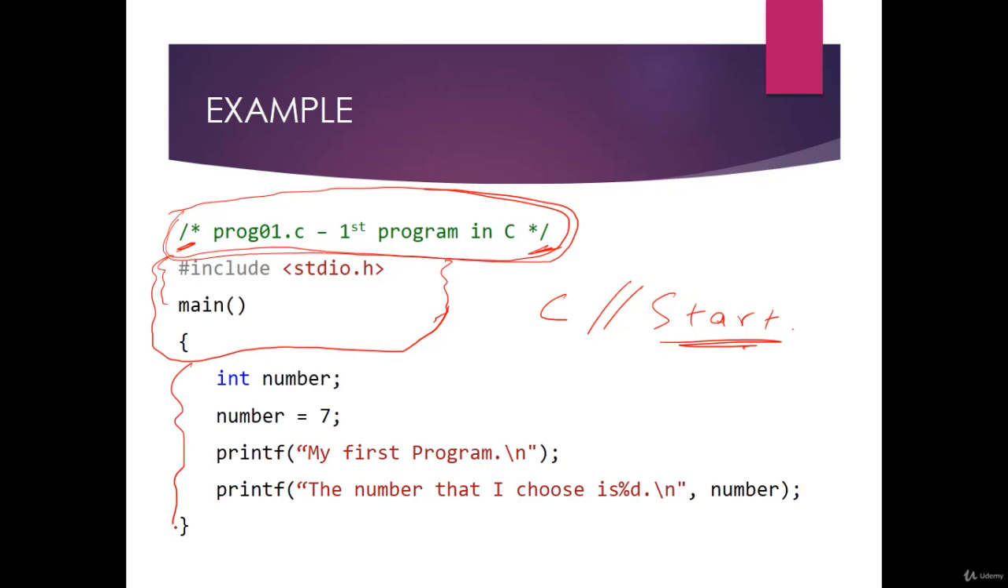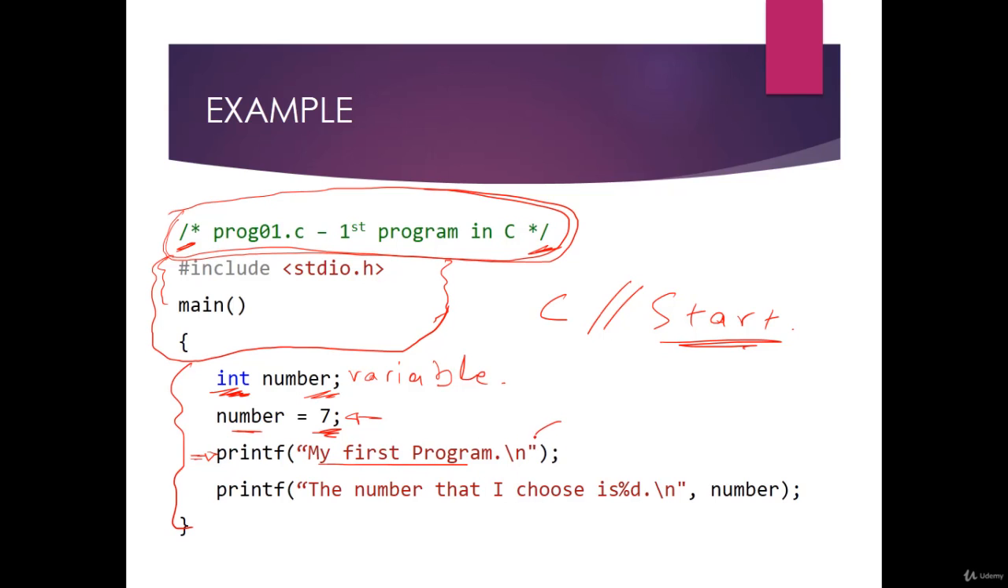Actually, this is our program, and this means that we will use a variable that will have integer values. So this means that we have a variable with the name number, and that will have values in an integer data type. Then we are going to give a value to our variable number. The value is 7, and then we want to print this message to the screen. So it will print the message my first program.